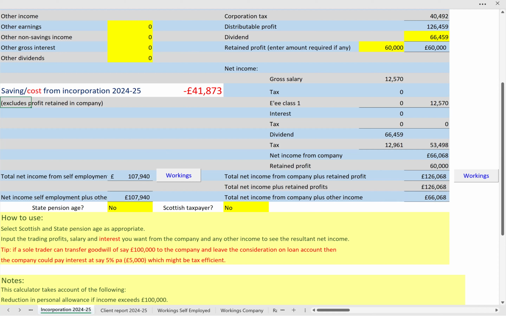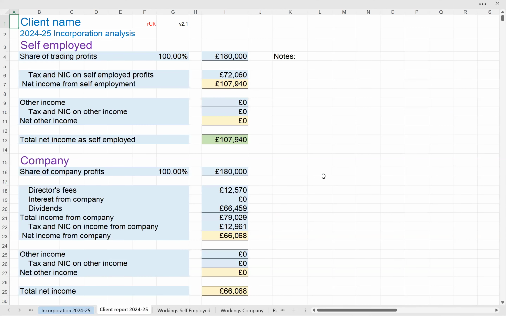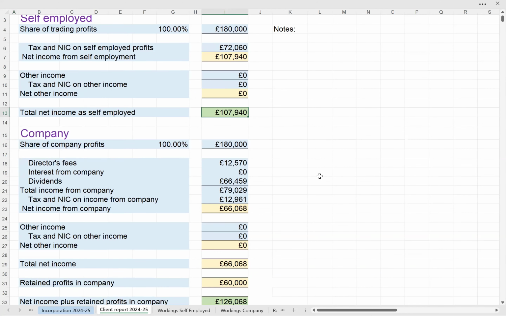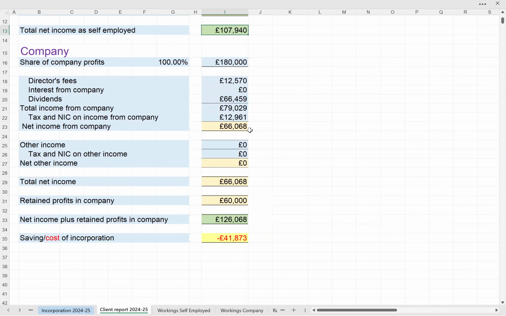And then finally, I've added in, again for 24-25, a client report. This can be printed and shown to the client. If you're self-employed, your net income would be 107,940. Whereas if you operate through a company, and in this case retain 60,000, your net income plus the retained profits would be 126,068. However, the overall cost of incorporation in terms of income is going to be minus 41,873.